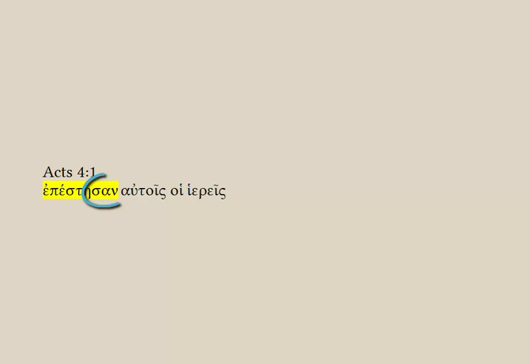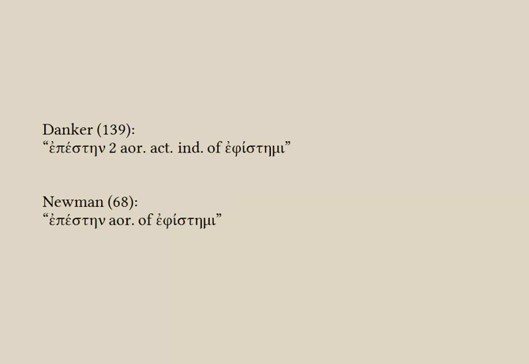Well, here we see that sigma alpha nu ending. That's the third plural active for the aorist. Getting back to the lemma can be a challenge, especially for words for which you've not yet learned the principal parts. As usual, Danker and Newman come to the rescue. They both offer help here, and we see that our lemma is ephistemi.